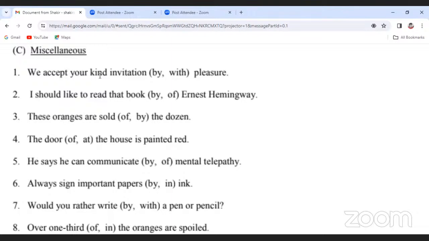Always sign important papers dash ink. By ink? We don't say by ink. We say in ink. Always sign important papers in ink. Similarly, one more example for number 6: always sign important papers in black, meaning in black ink, not by black. We say in black. In the same way, the answer is always sign important papers in ink.